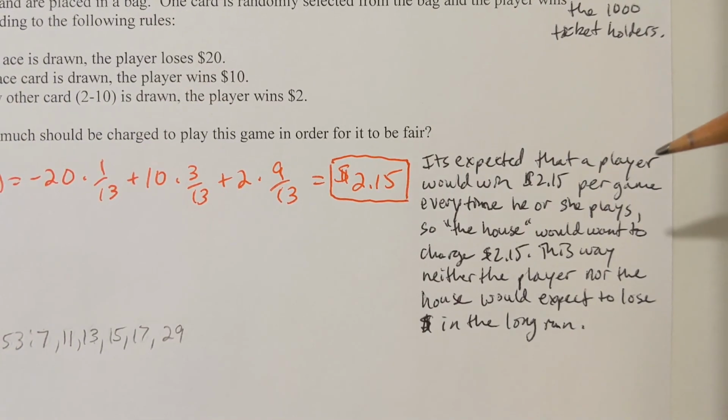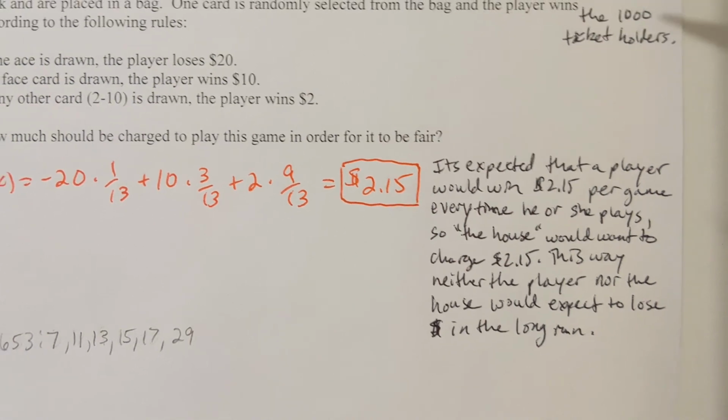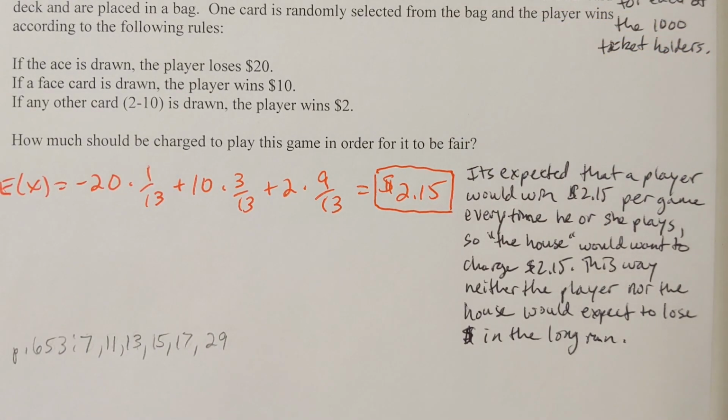Because it's expected that a player would win $2.15 per game every time he or she plays, the house would want to charge $2.15. This way, neither the player nor the house is expected to lose in the long run. That's what will make the game fair.